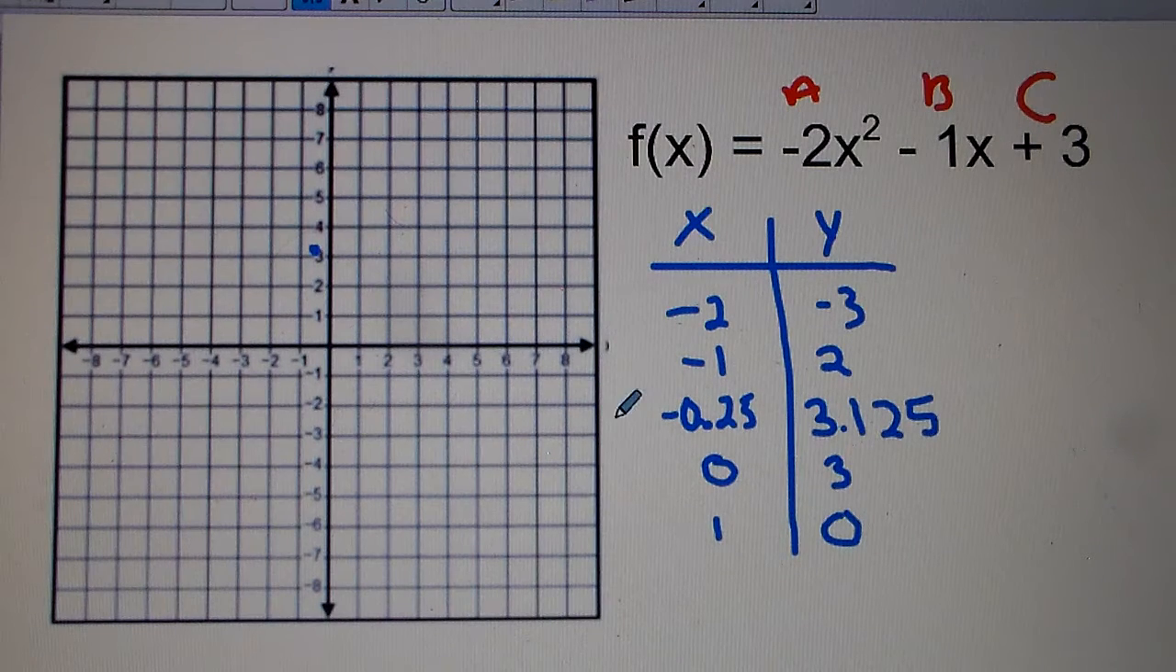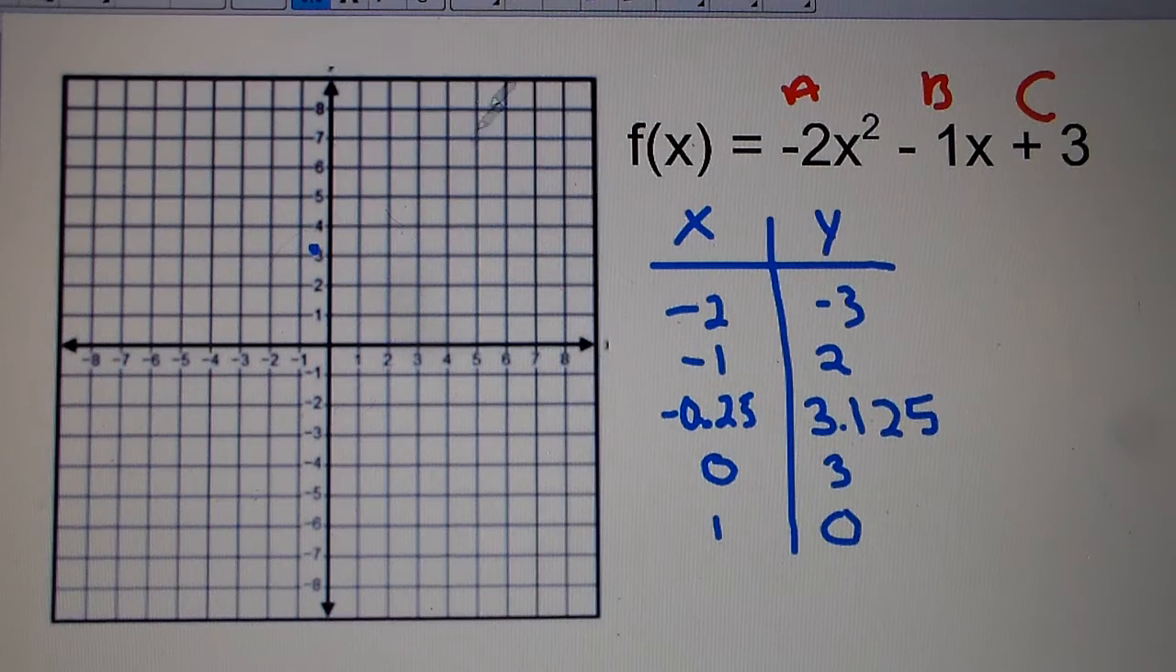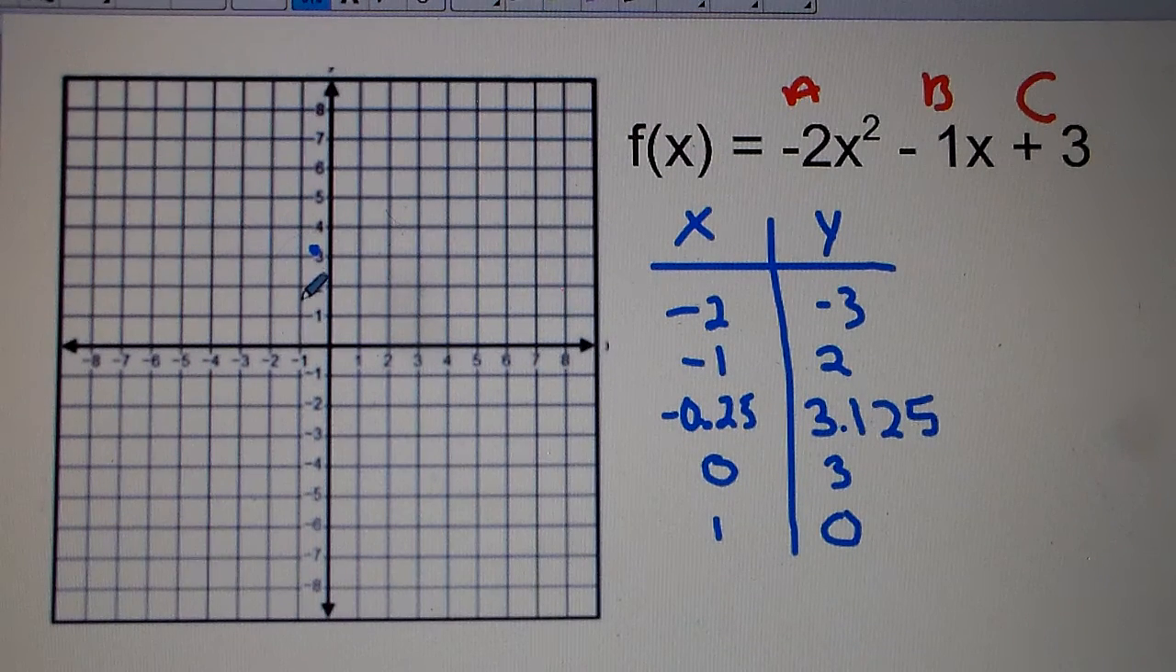All right. So let's plot those points. Negative 1, 2, right there. Negative 2, negative 3, and 0, 3, and 1, 0. And if we went a little bit farther, if we put in 2, it would be probably somewhere around there. Anyway, we curve it out with the vertex on top. Curve it down. We have our parabola right there.